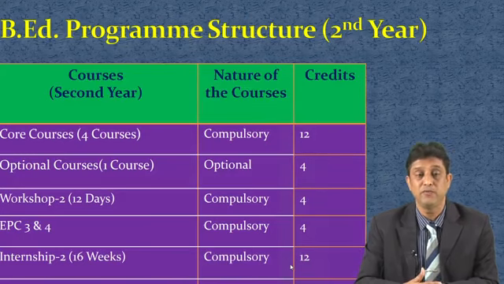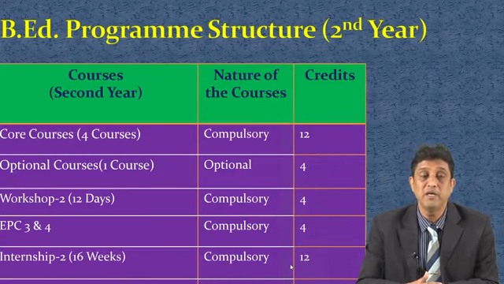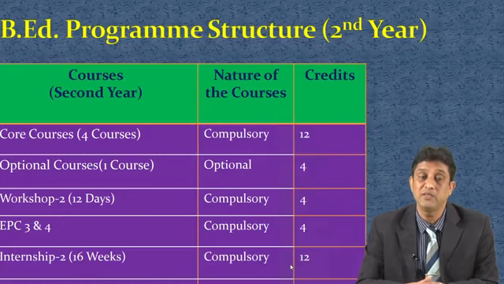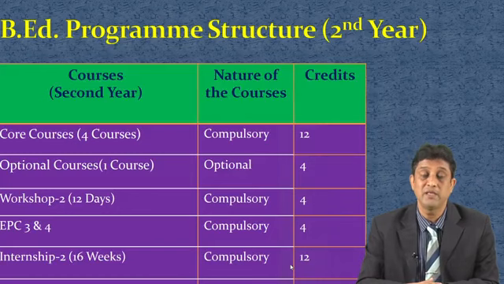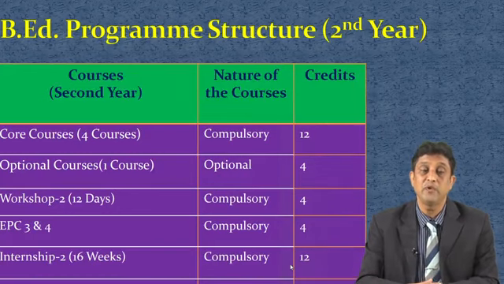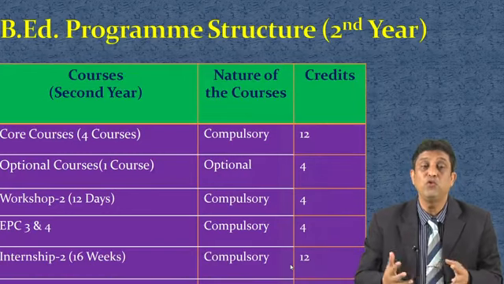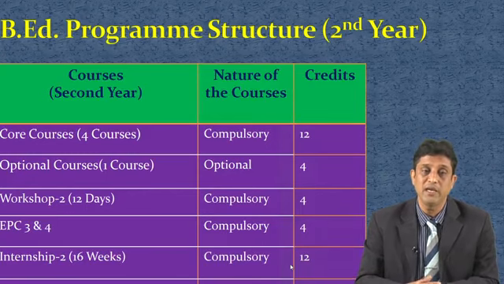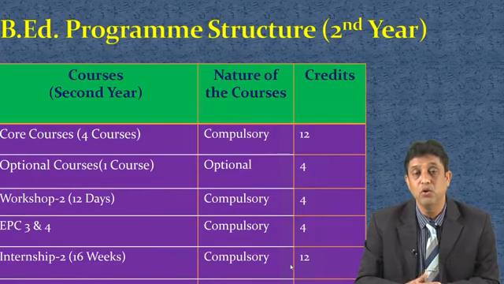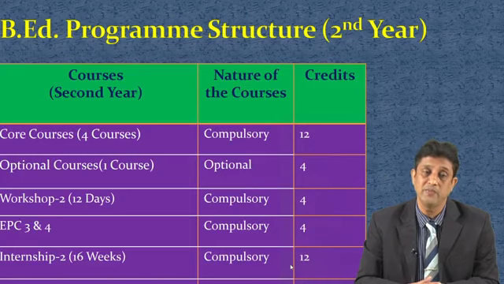Then EPC 3 and 4. You have already studied EPC 1 and 2 in the first year, and in the second year you have to study EPC 3 and 4, enhancing professional capacities 3 and 4. So 2 credits each, EPC 3 is 2 credits and EPC 4 is also 2 credits. So a total of 4 credits has been kept as one of the components in the second year of this B.Ed program.